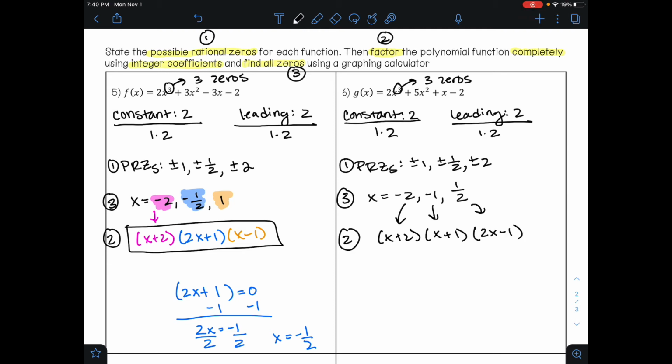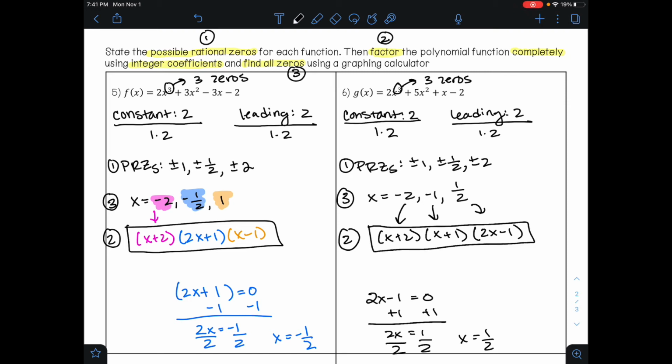And again, that's because if I have 2x minus 1, to solve for x, I would add 1 to both sides. I would have 2x equals 1, divide both sides by 2, and get x equals 1/2. So that's how you write your factors using only integers as your coefficients. So these are the 3 things that we were looking for on example 6. Let's try example 7.